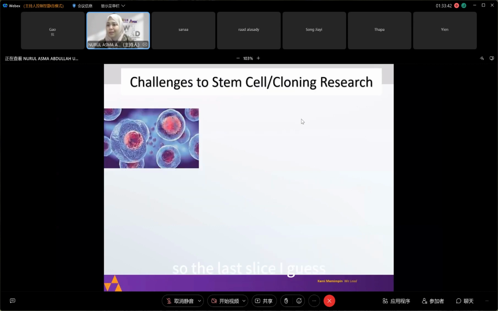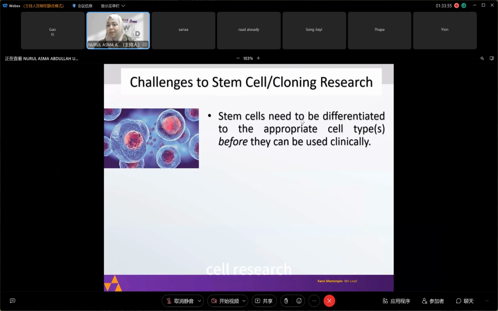So the last slide, I guess, challenges to stem cell or cloning research. While applying, having pros and cons of the stem cells, there are challenges to implement the stem cell research as well as therapy. So number one, stem cells need to be differentiated to the appropriate cell types before they can be used clinically. As mentioned, to make sure that it can be used, you have to differentiate them.